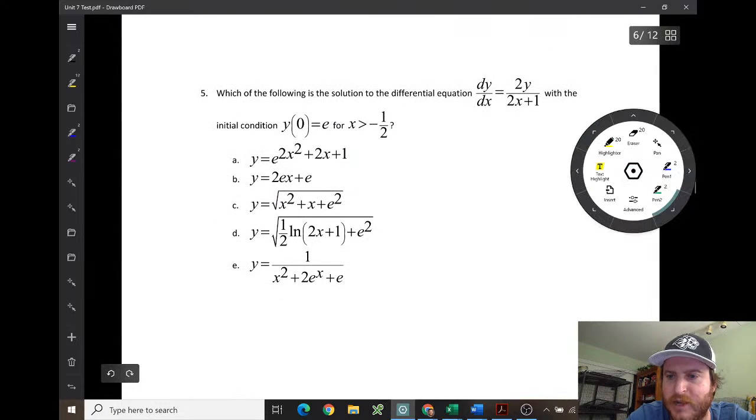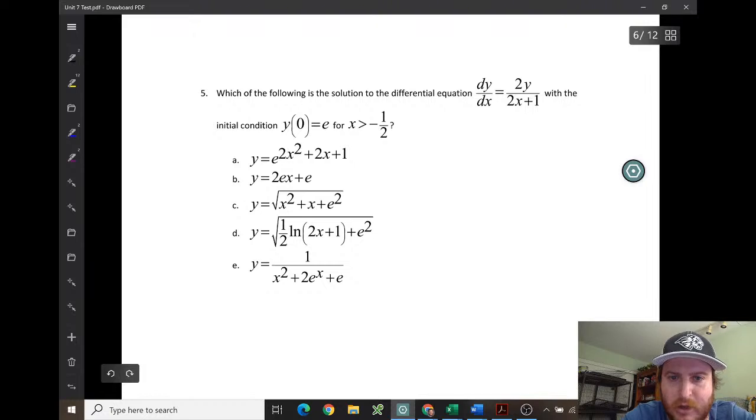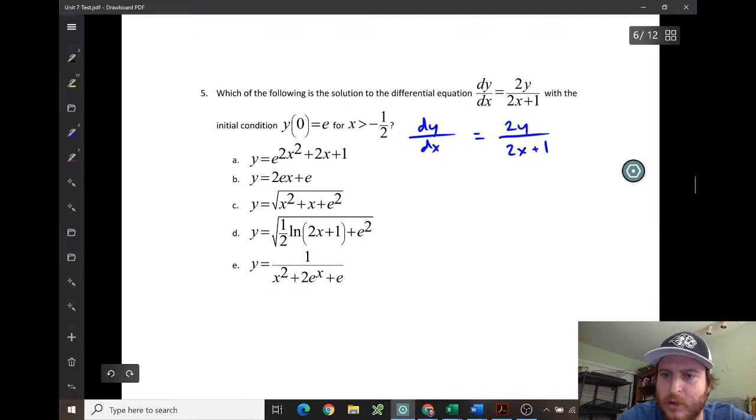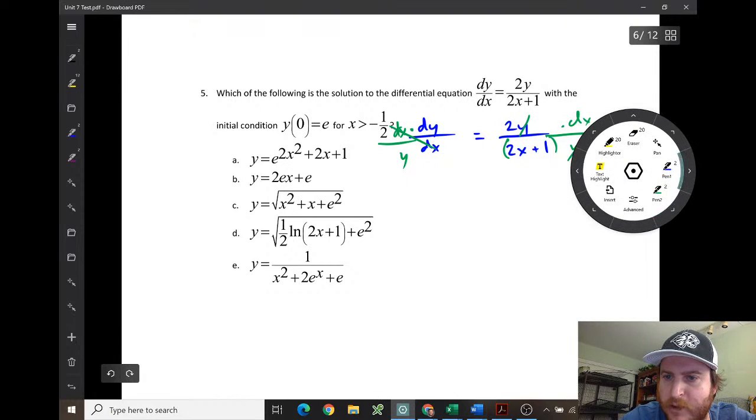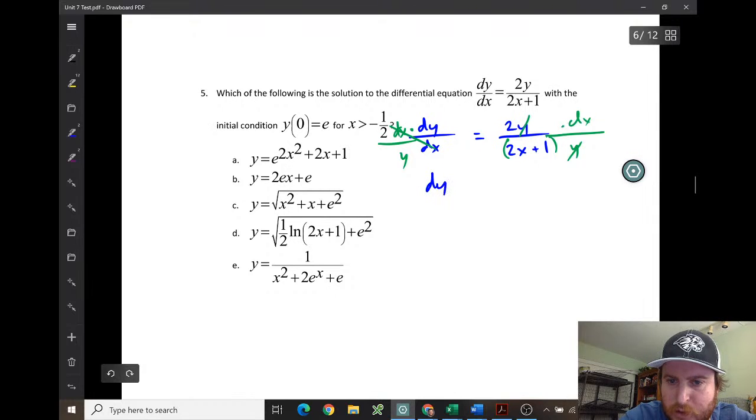Okay, next up, this one was definitely tricky. It took a little while. So I'm going to start off by multiplying both sides by dx, and I'm just going to divide by the y. I'm not going to divide by the 2y. If you did divide by the 2y, you'll get the right answer. But I always find it easy to do as little on the y side as possible. So I'm going to do times dx, extend that over, times dx, and then divide by y and divide by y. Again, if you divided by 2y, you will get the right answer. It's just simpler to divide by y.